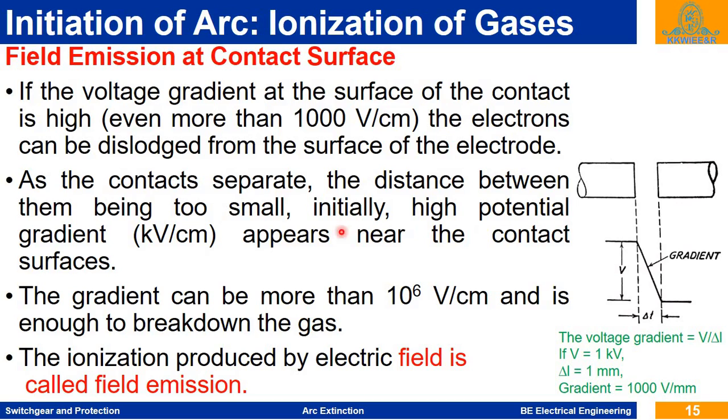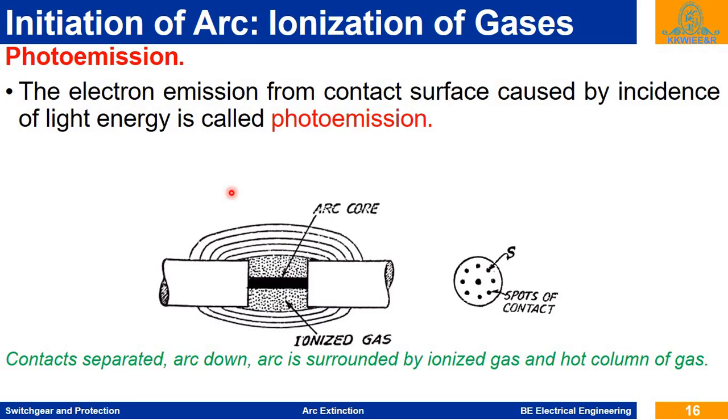So as the contacts separate, the distance between them is initially very small, and a high potential gradient appears near the contact surface. This gradient can be more than 10 to the power 6 volts per centimeter, which is enough to break down the gas. Because of this electric field, the gas breaks down and some electrons are dislodged from the surface of the electrodes. This is field emission.